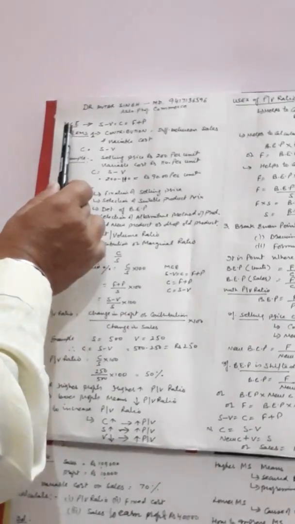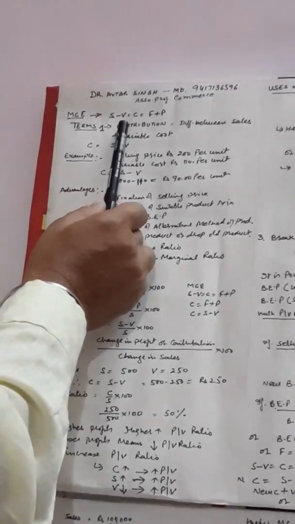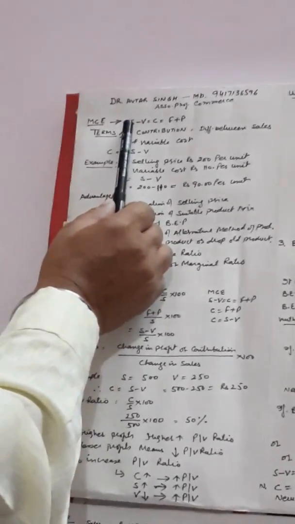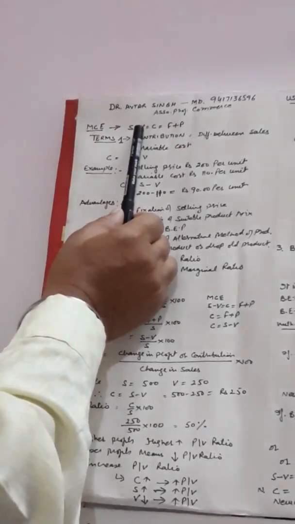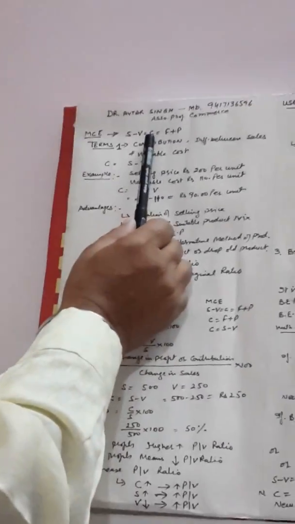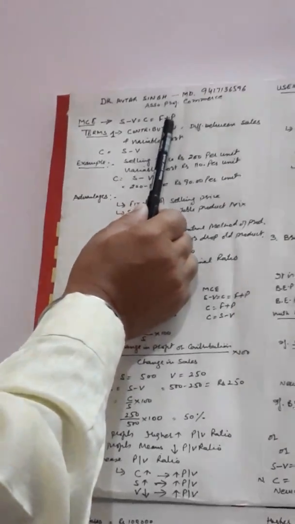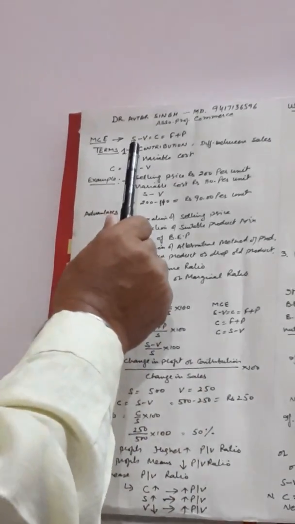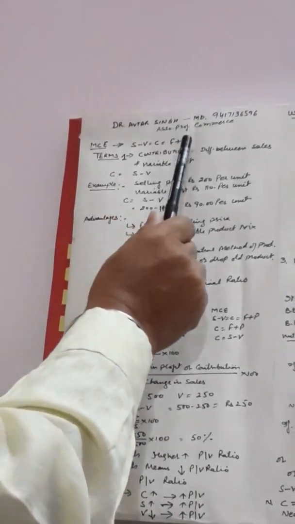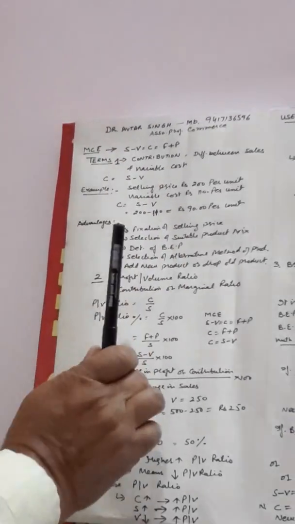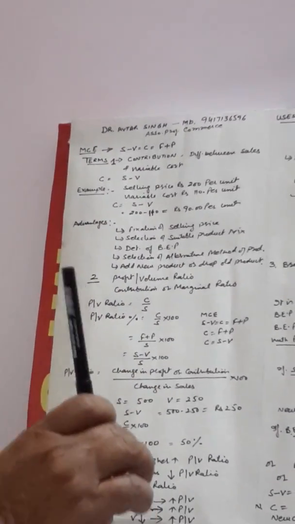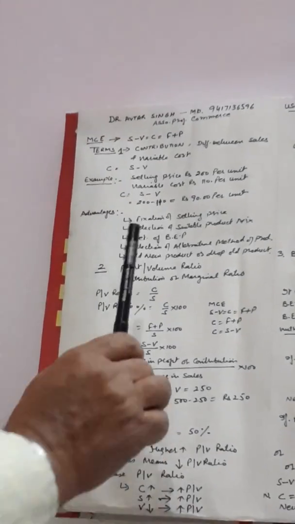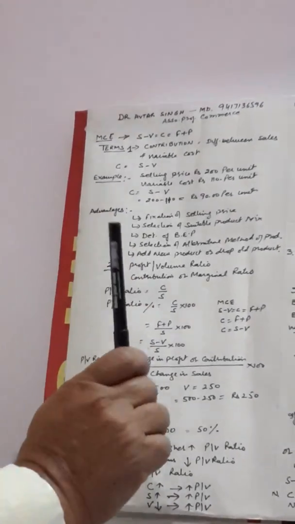Now we will start with marginal cost equation. It has already been discussed. Marginal cost equation is S minus V is equal to C is equal to F plus P. There are two sides of the marginal cost equation, left hand side and right hand side. Now the important terms which were earlier discussed, the first important term was contribution.